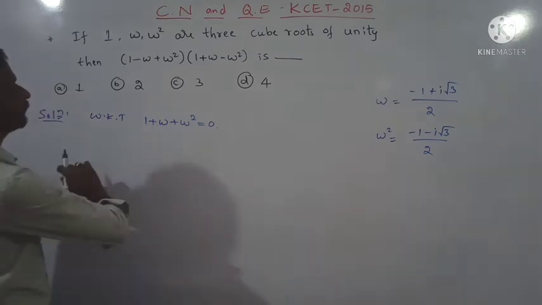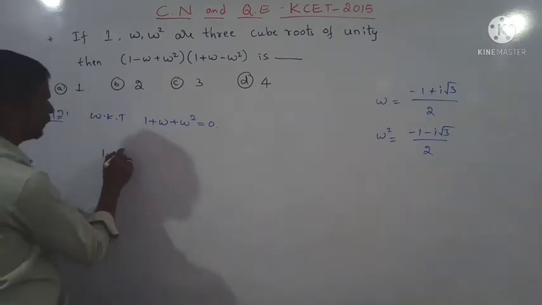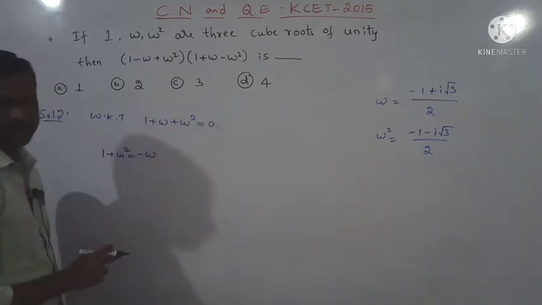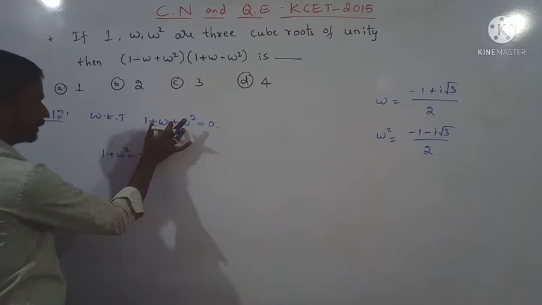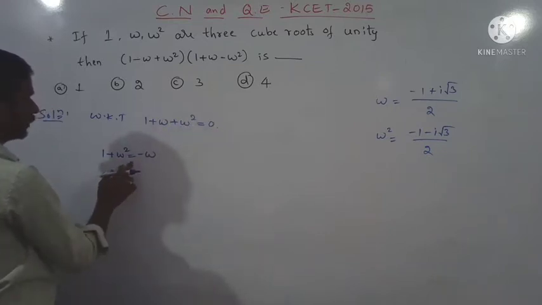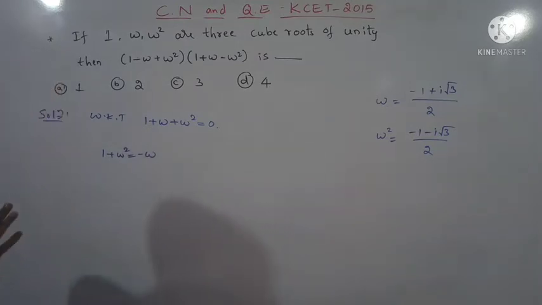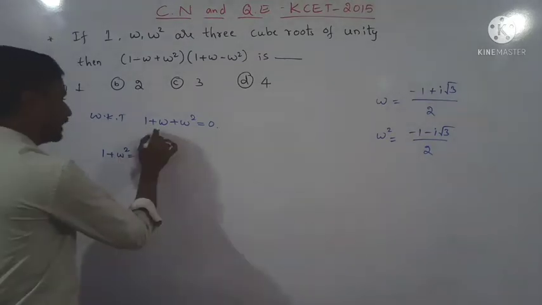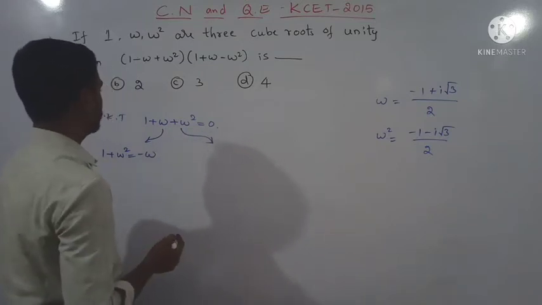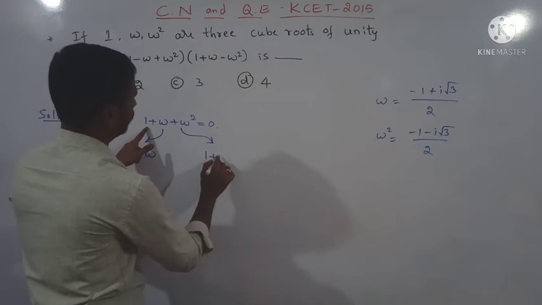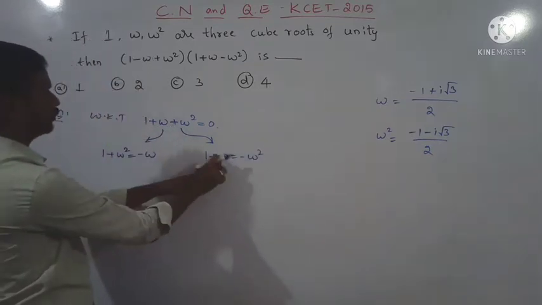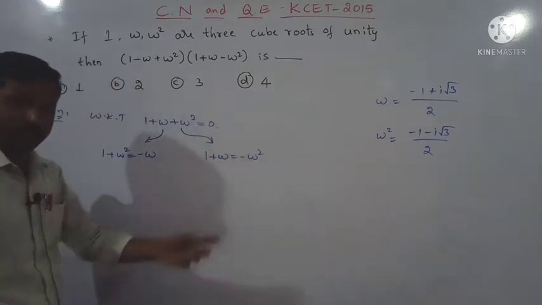The first one is 1 plus omega square equal to minus omega. What have I done? I sent omega to the right hand side. I kept 1 plus omega square on the left hand side and shifted omega to the right hand side. Therefore I got 1 plus omega square equal to minus omega. And by the same result I am extracting another equation. What is that? 1 plus omega equal to minus omega square. Here I kept 1 plus omega and shifted omega square to the right hand side, so it became minus omega square.